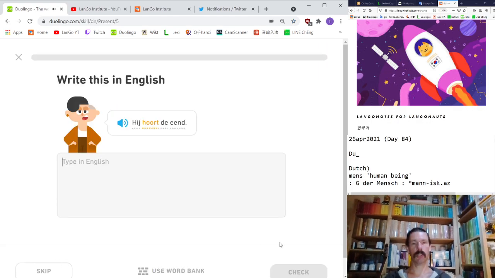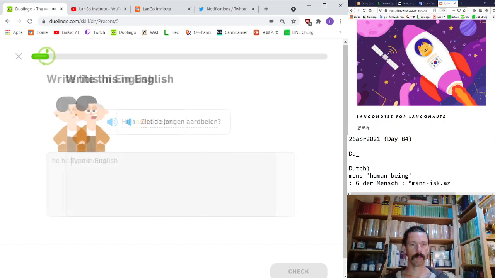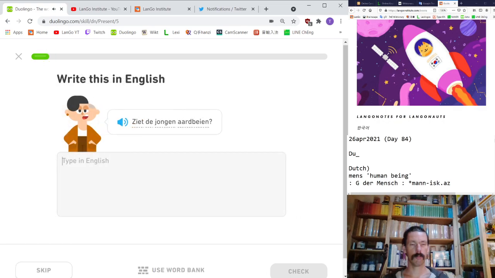Hij hoort de eend. He hears the duck. Ziet de jongen aardbeien? Does the boy, subject, and then the object is, okay, the verb is see. Does he see, we say in English. Does the boy see strawberries?